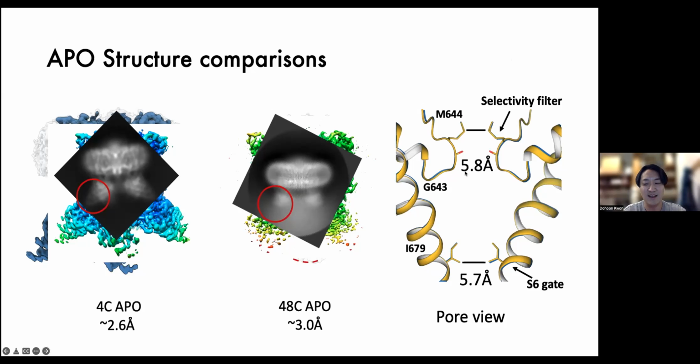I missed this. Actually, TRPV1 has two gates. One is the selectivity filter and one is the S6 gate. Both gates are identical, so there is no conformational change.